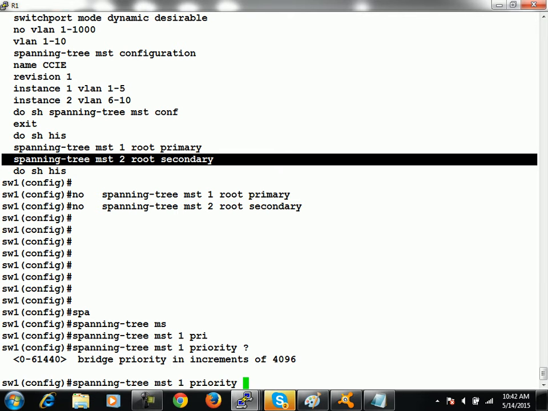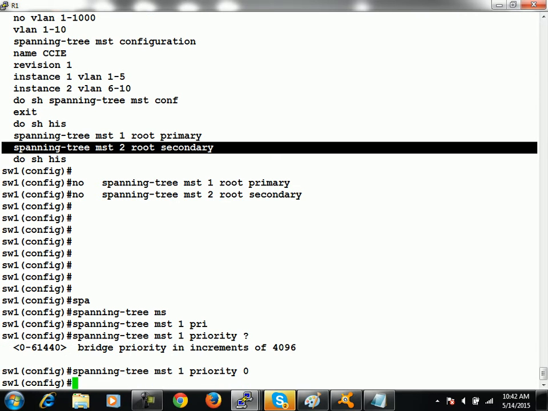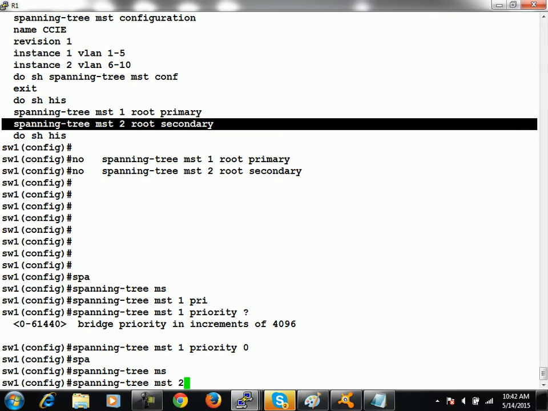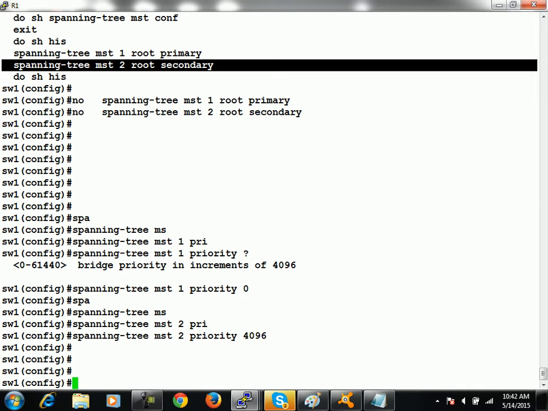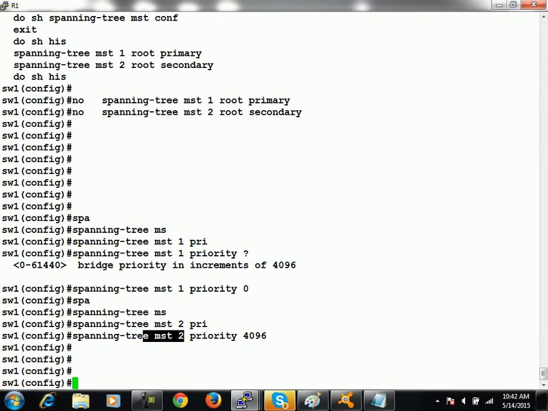Fine. So now you can modify its bridge priority as well. Like you can configure its priority as 0, and then you can say spanning tree MST 2 priority 4096. Same as STP. Previously in PVST and rapid PVST, you were calling your VLANs, because it was running an instance of STP for each VLAN. But here you are not running instances of STP for each VLAN. Actually, you have configured instances of MST explicitly, and you are running a single instance of MST for multiple VLANs. So here every time you will need to call your MST instance number before doing any type of configuration.